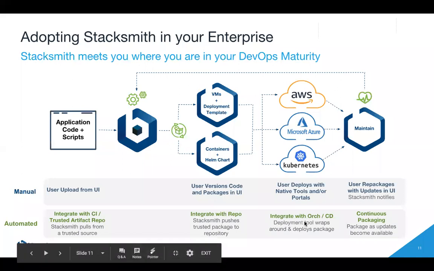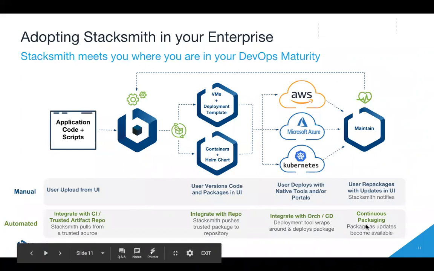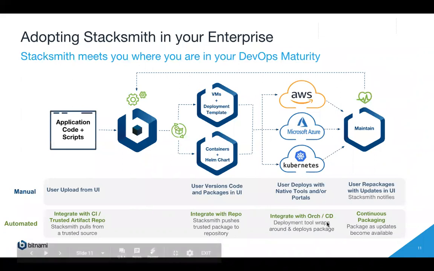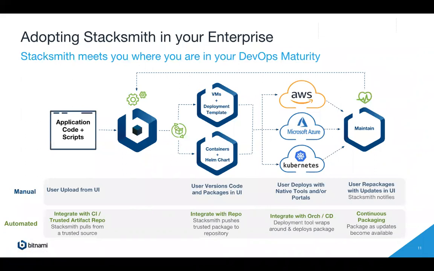You can integrate this downstream with your orchestration or continuous deployment tools. That deployment tool would simply wrap around the package that Stacksmith creates, the CloudFormation template or the ARM template or the Helm chart, to deploy that asset. And you can even continuously package with Stacksmith. As updates are available for your images, if you have some automation downstream to deploy and test those updates, you can have Stacksmith kick off a continuous packaging process, which would then feed your downstream deployment tool and test with your test harness.